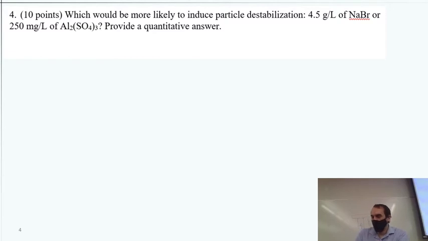Okay, problem 4 was essentially an ionic strength problem, looking at how to know how destabilized a solution is going to be given 4.5 grams per liter of sodium bromide versus 250 milligrams per liter of alum, or aluminum sulfate. I asked you to tell me which one was more likely to induce destabilization and provide a quantitative answer. So really I was looking for you to solve for the ionic strength of each one.